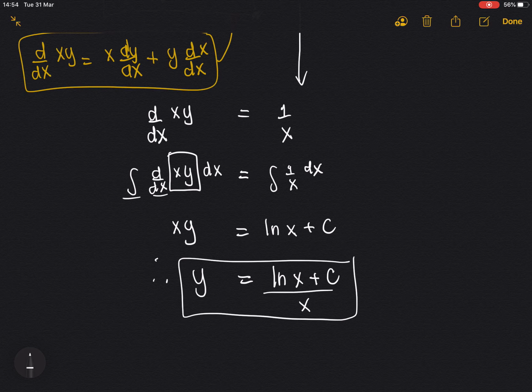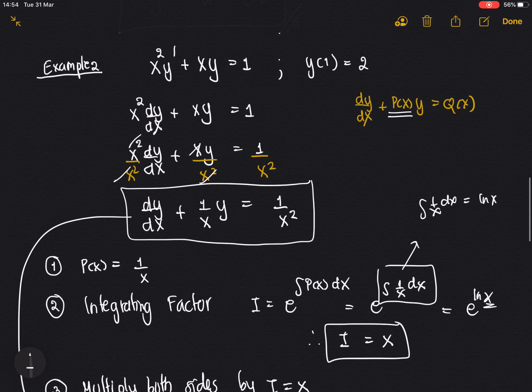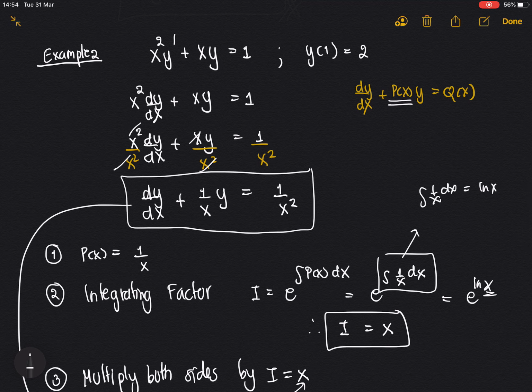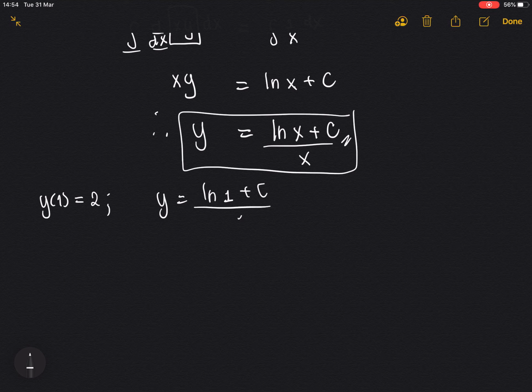But remember that in these questions, you are given some initial conditions, which is y(1) equal to 2. So you have to find the value of c based on the initial condition y(1) = 2. You will substitute x = 1 back into these expressions, and the whole function will be equal to 2. So ln of 1 is 0 plus c equals 2. Therefore, our value of c is equal to 2.